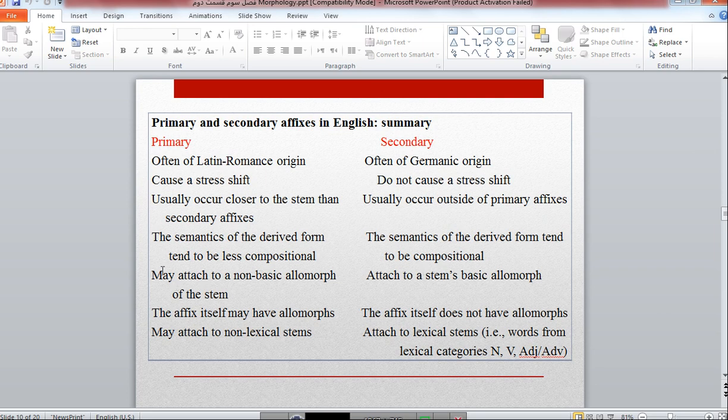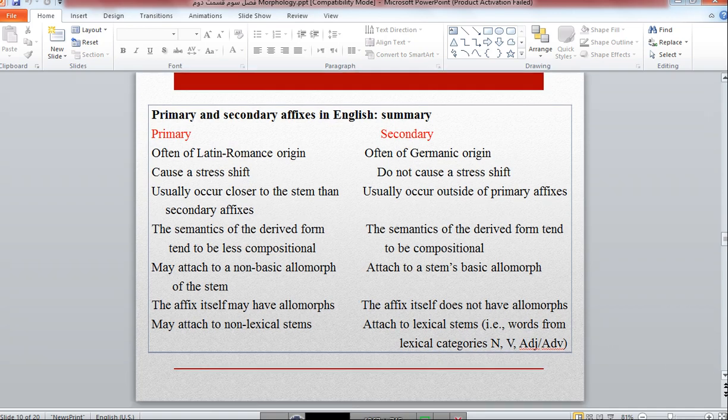And the primary affix may attach to a non-basic allomorph of the stem, but the secondary affix attaches to a stem's basic allomorph. And the other difference, the primary affix itself may have allomorphs, but the secondary affix itself does not have allomorphs. And the last one, the primary affix may attach to non-lexical stems, but the secondary affixes attach to lexical stems, words from lexical category like noun, verb, adjective, and adverb. As you see, these are the summary of the differences between primary and secondary affixes. And if I ask you about these kind of differences, you should talk about these kind of differences with examples from English or some other languages like Arabic.